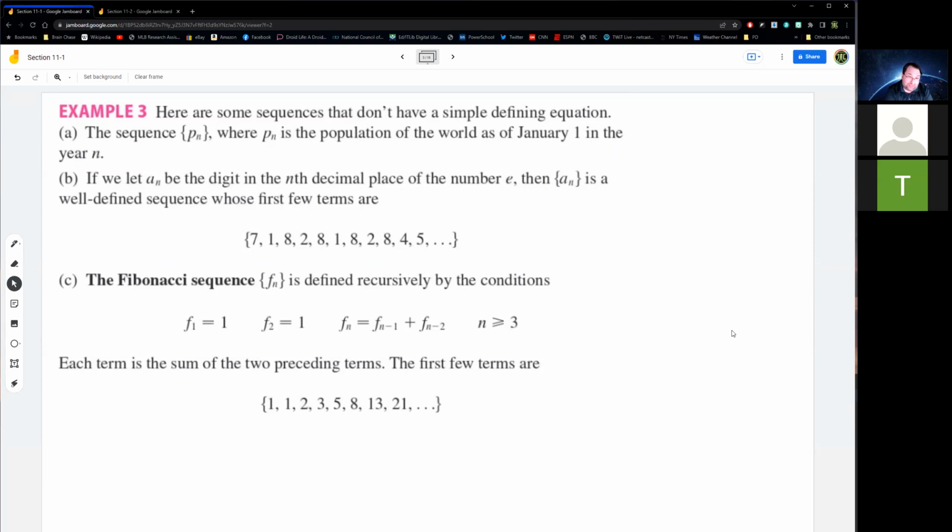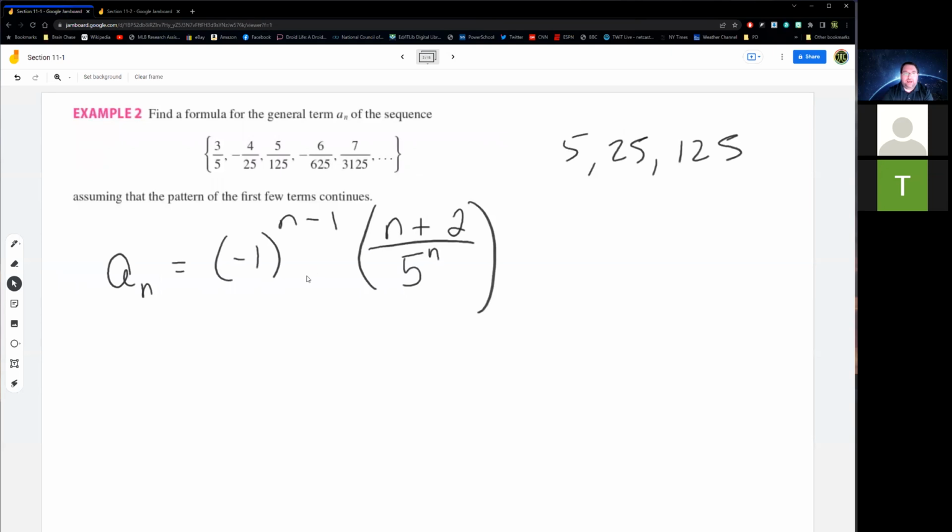The most famous sequence is the Fibonacci sequence. The Fibonacci sequence actually has a formula for it, but it's a recursive formula. It's not an explicit formula. So if we go back and look at this one, this is an explicit formula. I can plug in any value of n I want, and I can find that term. So if I tell you right now to find me the 100th term, you can plug in 100 for n and find me the answer.